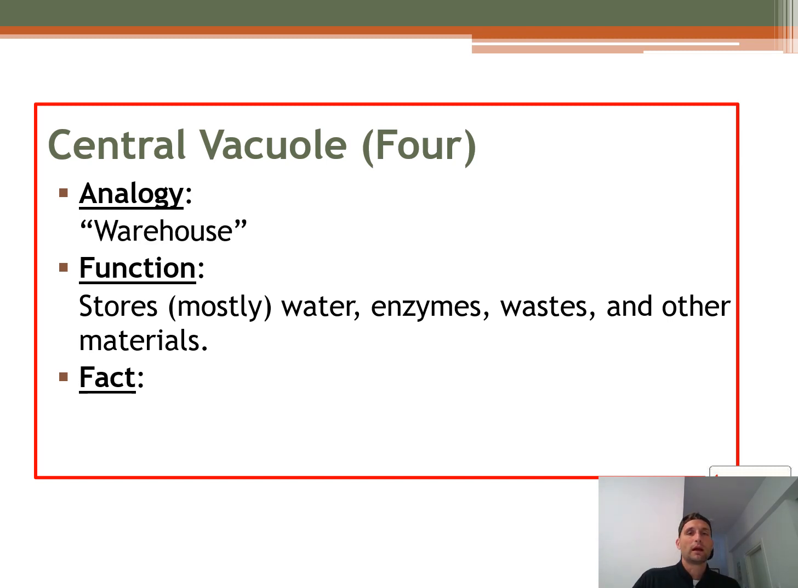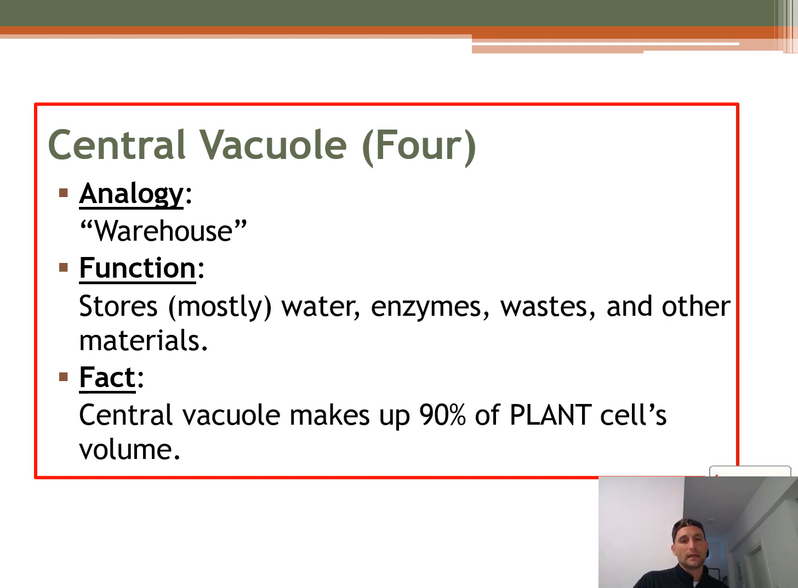This is kind of like the warehouse of our factory. And as I said, the central vacuole can take up as much as 90% of the plant cell's volume. So it can push all of the other organelles into the cell wall and the cell membrane when it's full. It's not good for a central vacuole to be completely full. We'll talk about why that is in Unit 3.